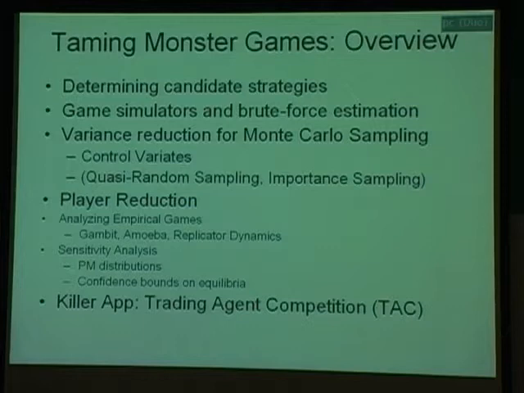Player reduction is a kind of complement to reducing the number of strategies, and it's another way to radically reduce the size of a game to make it more tractable, without generally sacrificing too much in terms of solution quality. Once we have an empirical estimate of a game, we can apply various off-the-shelf techniques for solving it. I'll mention a few of those. And finally, I'll briefly talk about a couple methods for assessing how well the solutions to the empirical game approximate solutions to the underlying game of interest. I'll focus on toy examples and then talk about the monster games at the end.